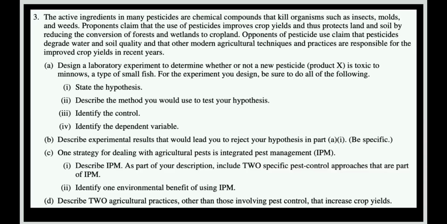It says the active ingredient in many pesticides are chemical compounds that kill organisms such as insects, mold, and weed. Proponents claim that the use of pesticides improves crop yields and thus protects land and soil by reducing the conversion of forests and wetlands to cropland. Opponents of pesticide use claim that pesticides degrade water and soil quality and that other modern agricultural techniques and practices are responsible for improved crop yields in recent years.